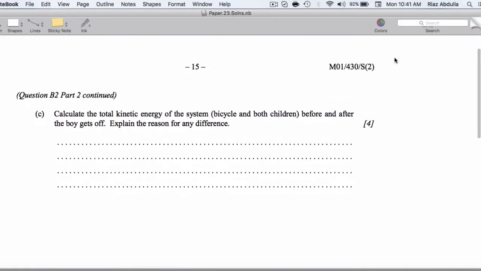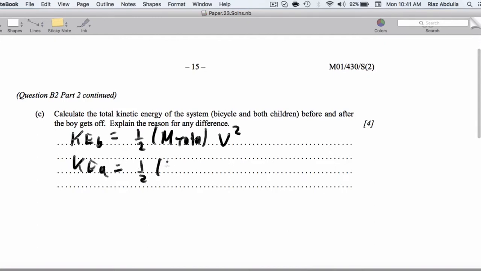And then we want the kinetic energy before and after. I'm going to let you figure this one out, but the kinetic energy before is going to be 1/2 m total times v squared, and the KE after is going to be 1/2 mass of the girl plus mass of the bike times v after squared. And here you'll put in 2.5, and here you're going to put in 4.